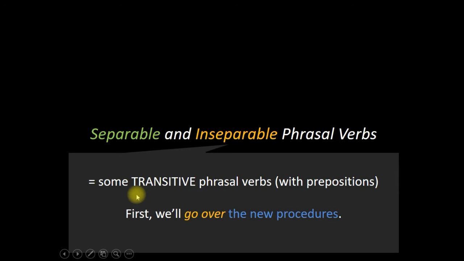Another example. First, we'll go over the new procedures. So go over is the phrasal verb, which means to read or review. And we would say first we'll go over them, or first we'll go over the new procedures. So again, we are not allowed to separate this phrasal verb because it's just inseparable.